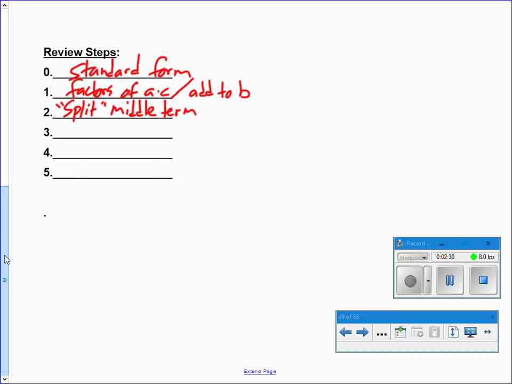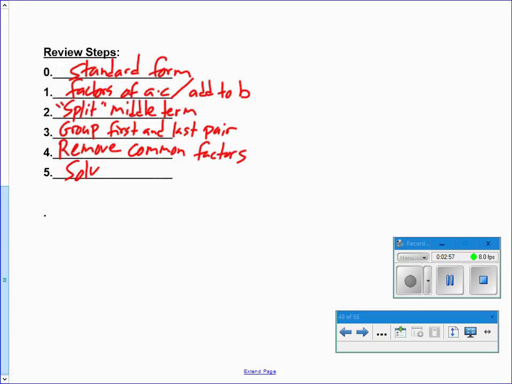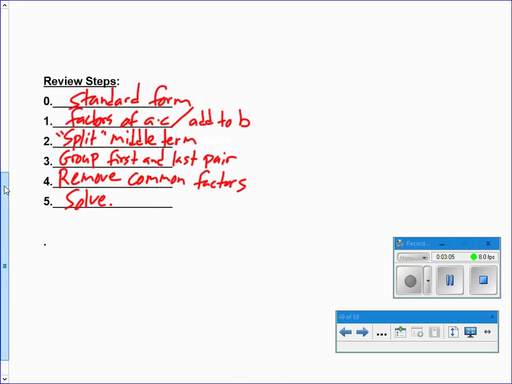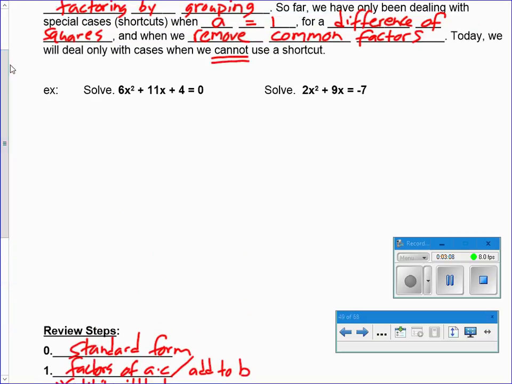We group the first and last terms together. Right, that's why it's called factoring by grouping. Then we remove common factors, and that's what creates our two factors. And the last step is we set each factor equal to 0 and actually solve. Let's just review the steps from what we did that first day when we were factoring. So now we're going to go through and actually apply it to these problems.